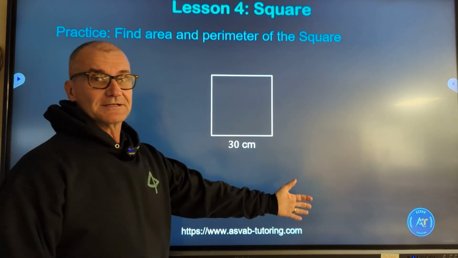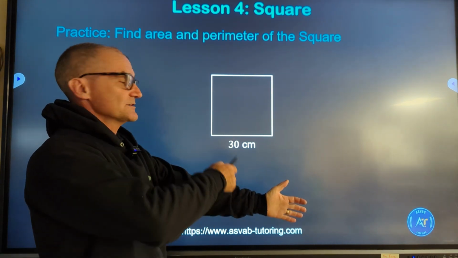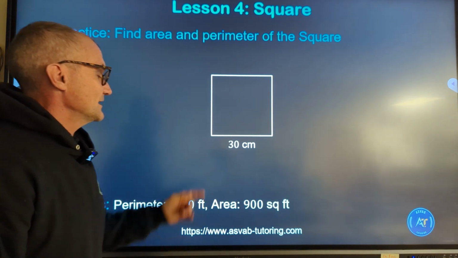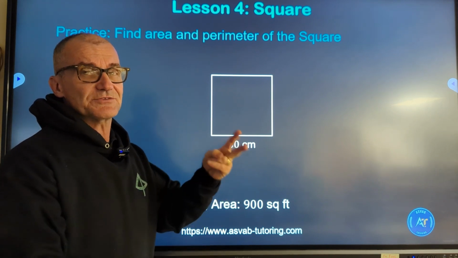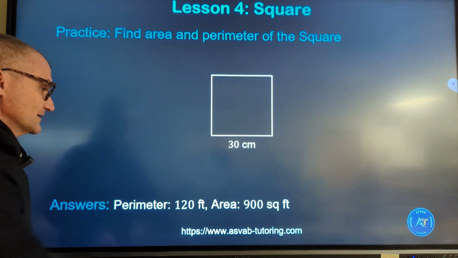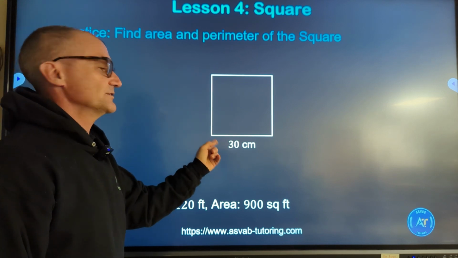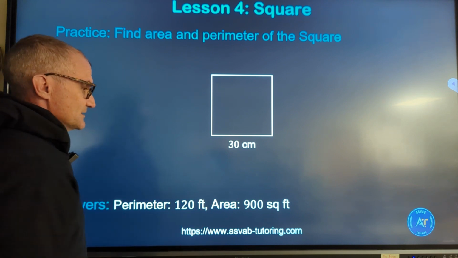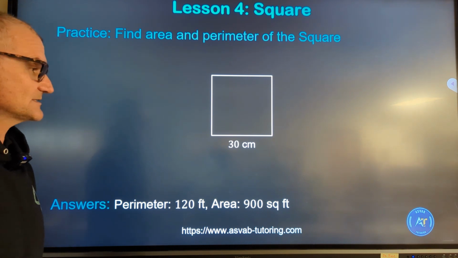All right, here you are. Go ahead and pause the video. There's another practice problem. I have a square. It tells me it's a square, so I know all sides are 30. Find the area and perimeter. The area is going to be 30 times 30, which is going to be 3 times 3, 9, plus 2 zeros, so 900 square centimeters for the area. And then the perimeter is 30 plus 30 plus 30 plus 30, 30 times 4, 120, not feet, but centimeters. So this is square centimeters, and that's linear centimeters, 120 centimeters.